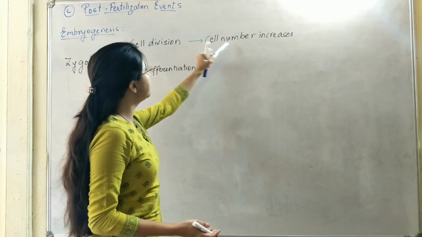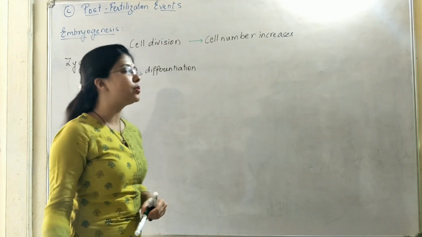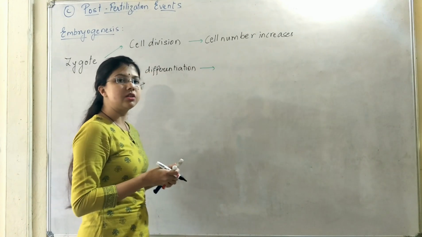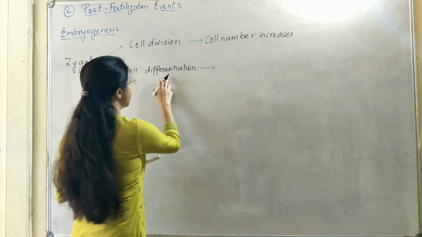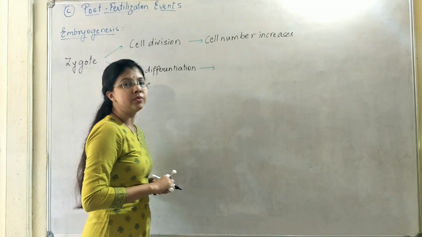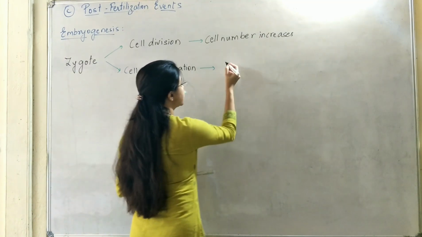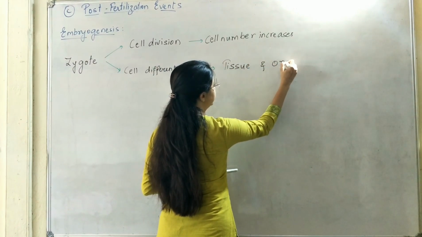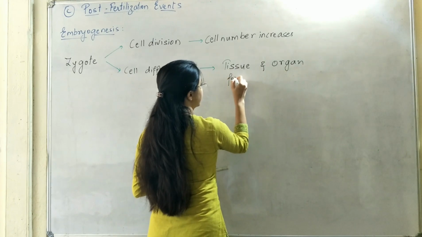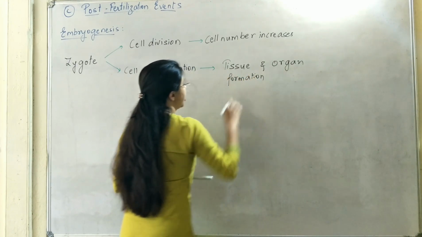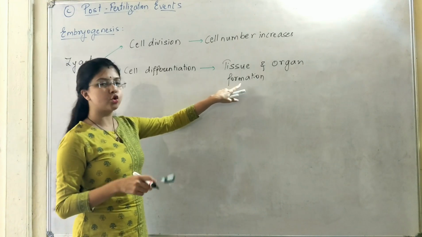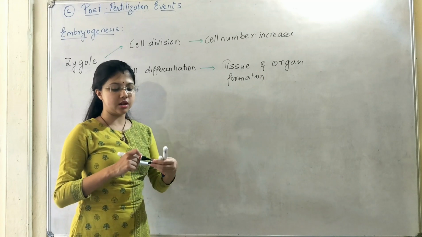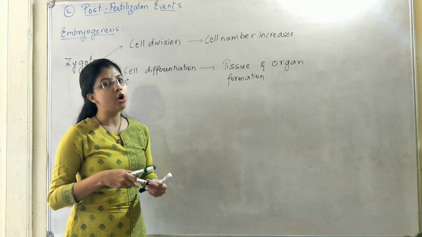So if cell division is taking place, ultimately the number of cells will increase, and the new cells which are formed will undergo a process called differentiation. And when differentiation of cells takes place, tissue and organ formation occurs. So cell differentiation is a process which leads to specialized tissue and organ formation, whereas cell division helps in increasing the number of cells of the multicellular organism.